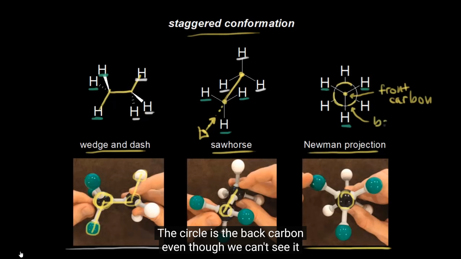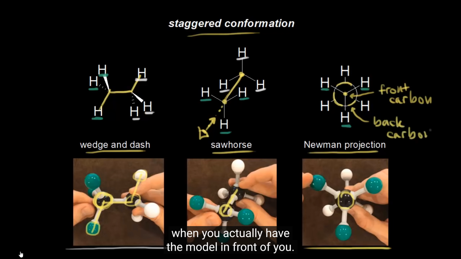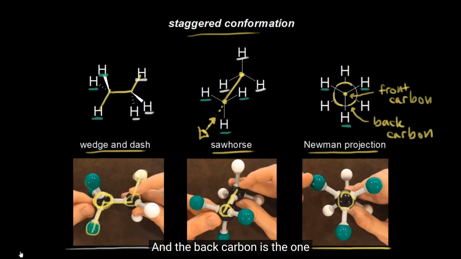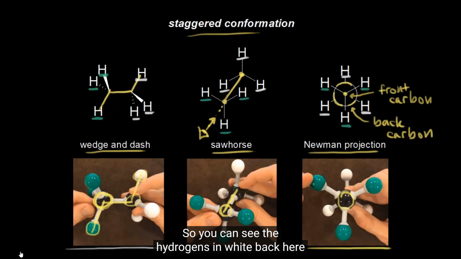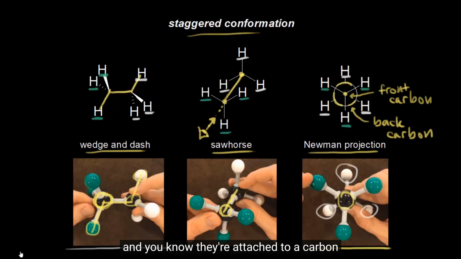The circle is the back carbon, even though we can't see it when you actually have the model in front of you. And the back carbon is the one that has the hydrogens in white. So this should be a hydrogen in white, so is this one, and so is this one. So here you can see the hydrogens in white back here. And you know they're attached to a carbon, but you can't see it because the front carbon is blocking it.